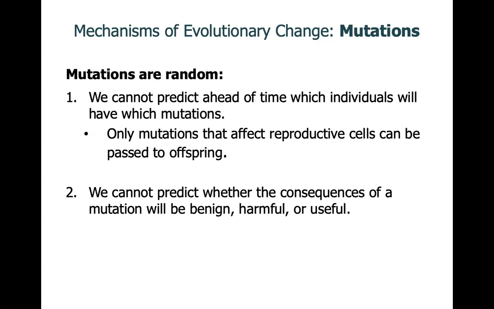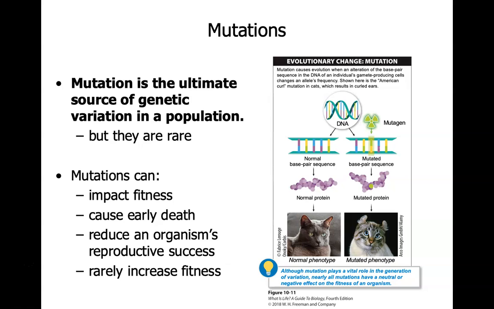Because remember, in an evolutionary sense, mutations are only important if they occur in reproductive cells, because they're the ones that are passed on to the next generation of offspring. Mutations are also considered random because we can't predict if a particular mutation is going to be benign, meaning neutral, or not bad, not good, whether it's going to be harmful or whether it's going to be useful. So really, mutations are sort of in themselves a completely random event. And even if a mutation occurs, there's no way to know that it's actually going to affect the individual.